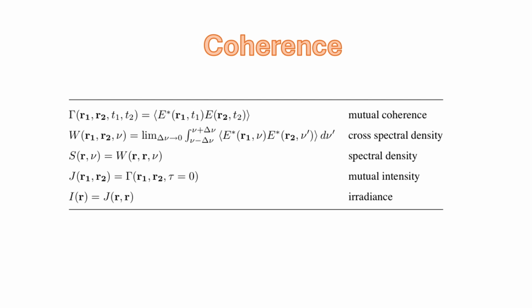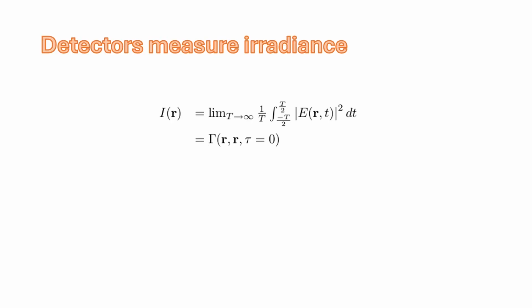Now, the challenge that we face here is that detectors measure the irradiance. Detectors measure the power in the electromagnetic field, which means that they take the time average of the field at a particular point and extract the average value of the Poynting vector, which would be the energy in the field, and that would be proportional to the number of photoelectrons generated by the field. So this measurement is the mutual coherence evaluated at a single point for zero time delay.